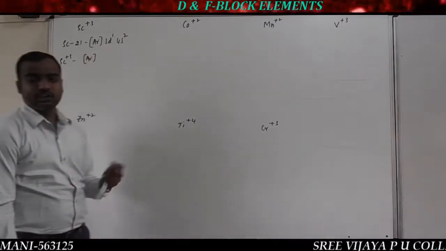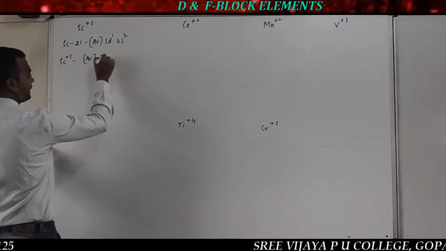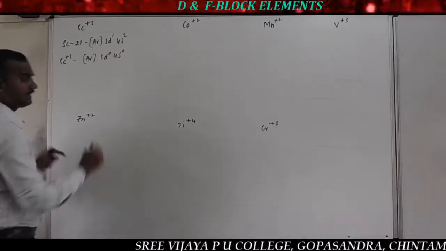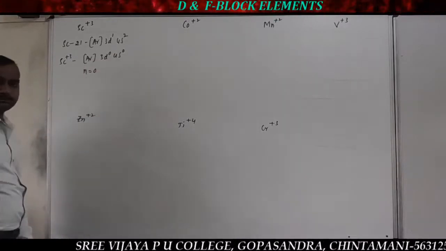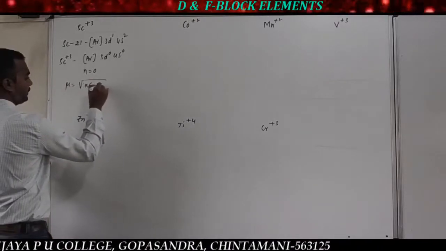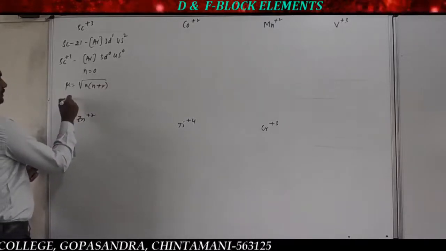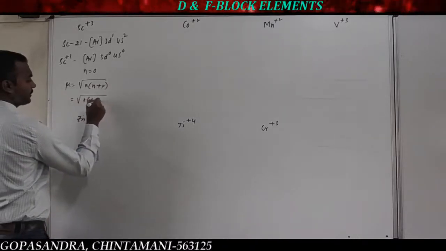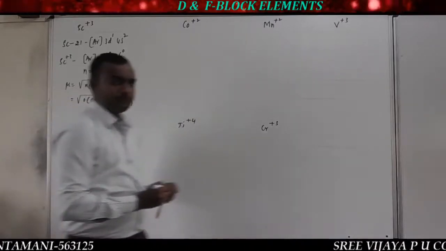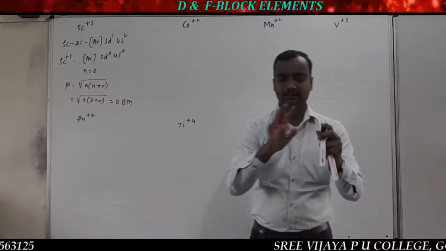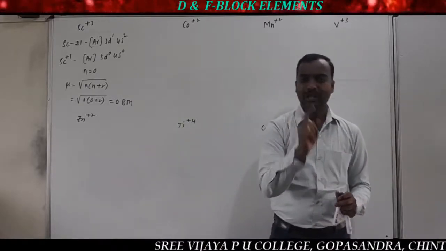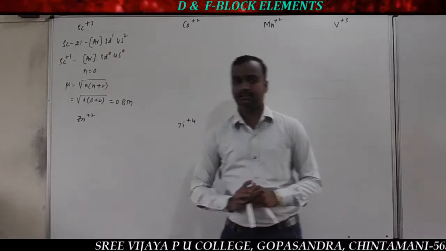So is there any unpaired electron in argon? Definitely there are no unpaired electrons, because argon is a noble gas. Argon is a noble gas that has completely filled orbitals. Therefore the number of unpaired electrons is equal to 0. So n is equal to 0. Apply the formula: mu is equal to root of n into n plus 2. So that is root of 0 into 0 plus 2. 0 into anything is 0. Therefore that is 0 Bohr magneton. The mu value 0 means it isn't attracted by the magnetic field. Therefore that substance is taken as diamagnetic. If the mu value is 0, it is definitely diamagnetic.